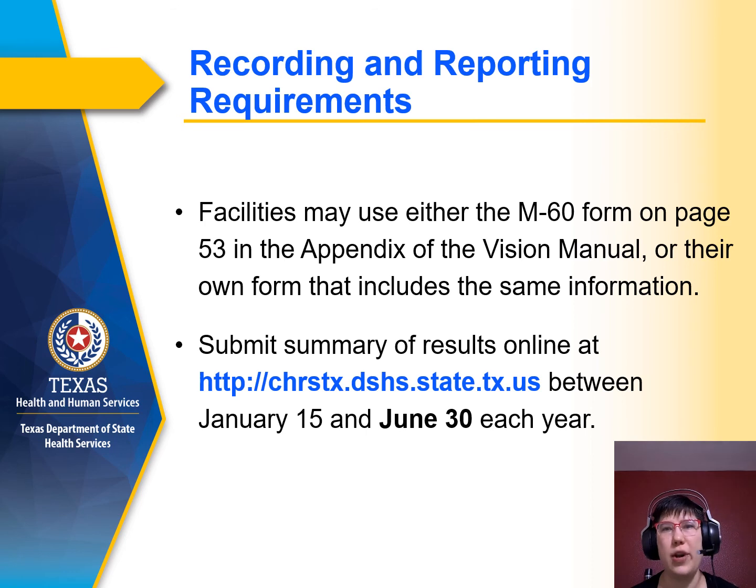So what are the recording and reporting requirements? Well, the facilities may use either the M60 form, which is on page 53 in the appendix of your vision manual, or you can create your own form that has the same information. Kind of familiar to the hearing screening one, right? And then you submit the summary of results online at the website between January 15th and June 30th of each year.